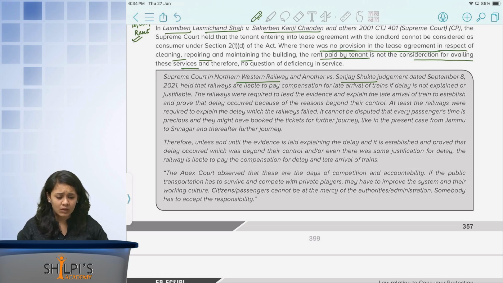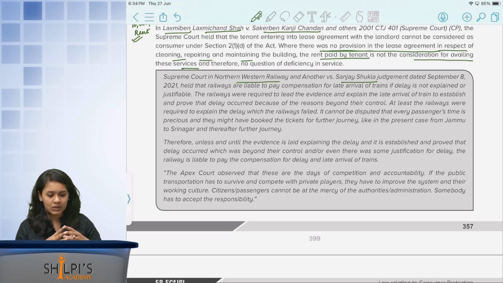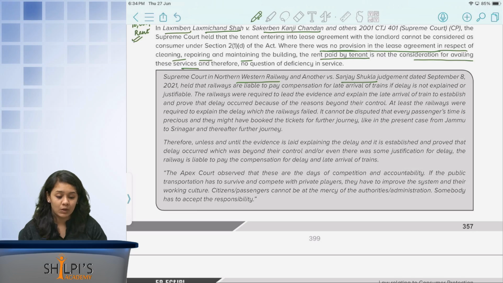Now, what the court went ahead to say was that the railways have to provide certain justification as to why their trains are late or delayed. But the railways cannot be expected to sit and explain to each and every passenger as to why the train is delayed, etc. There are some cases where explaining the delay may not be possible, and therefore the court said you can't put the blame entirely on the railways itself.